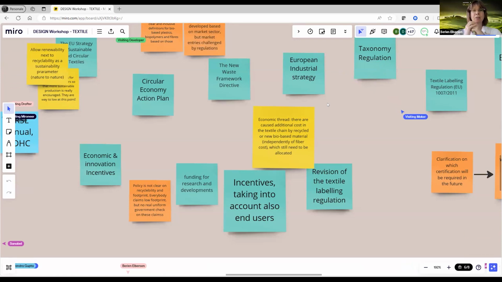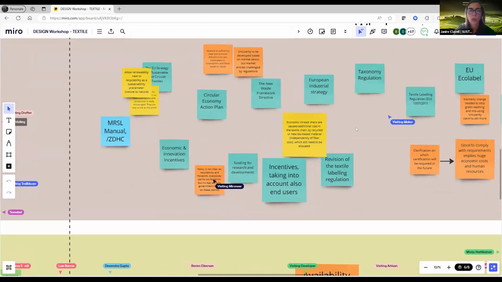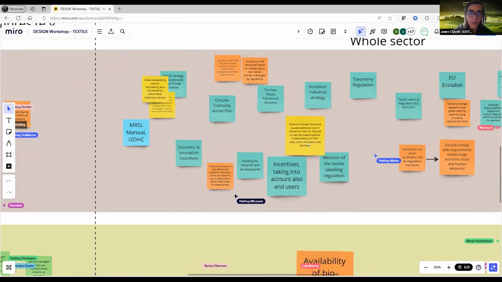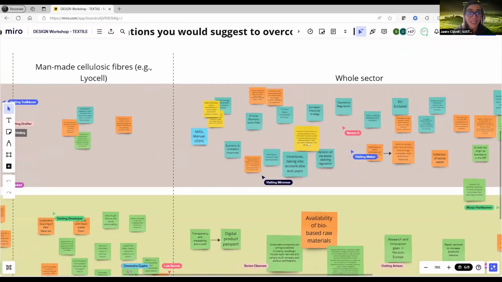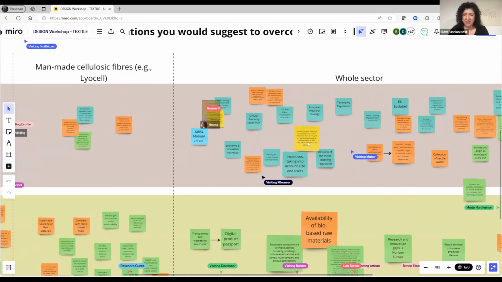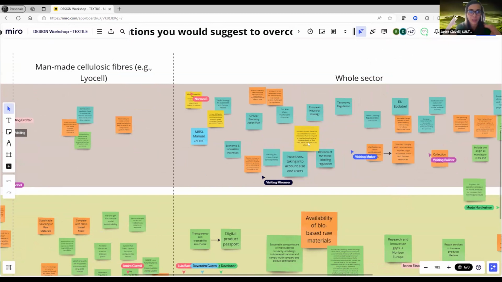And just a question, because you mentioned the composting of fibers, like wood fibers, but I think the main problem is that textiles are not only made from one material, but from a mix of materials. So how can you manage this kind of textiles at the end of life?